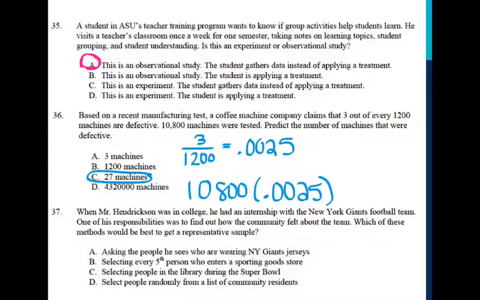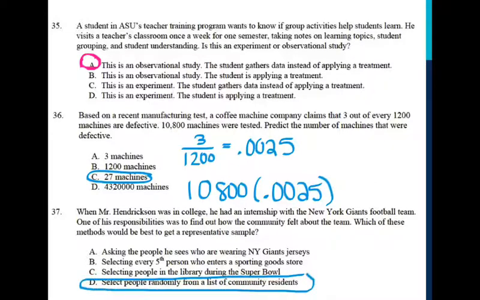All right, 37. When Mr. Hendrickson was in college, he had an internship with the New York Giants football team. One of his responsibilities was to find out how the community felt about his team. Which of these methods would be the best to get a representative answer? Asking the people he sees wearing New York Giants jerseys, selecting every 5th person who enters a sporting goods store, selecting people in the library during the Super Bowl, or select people randomly from a list of community residents. That would be letter D.